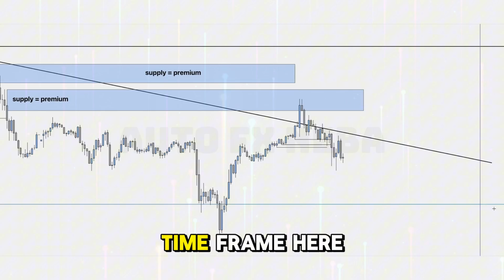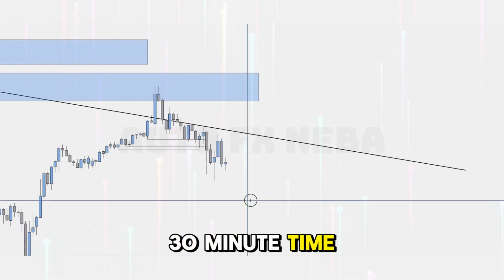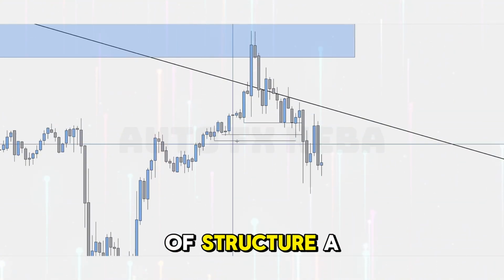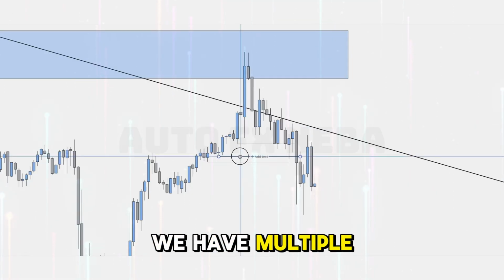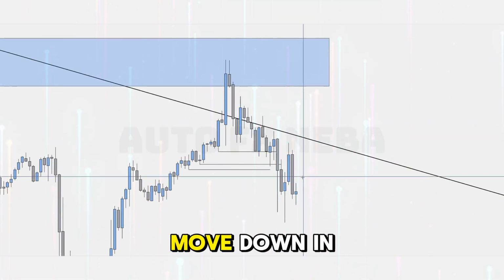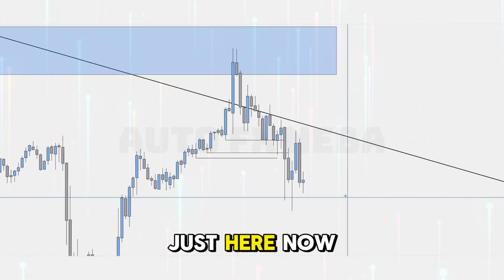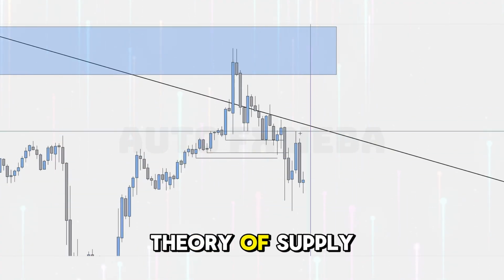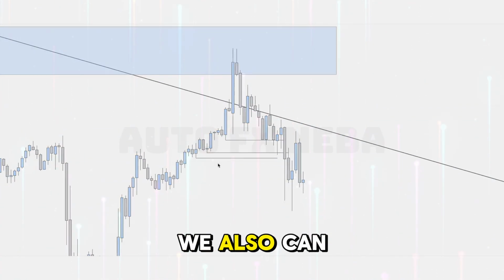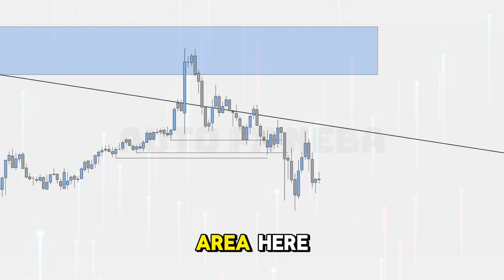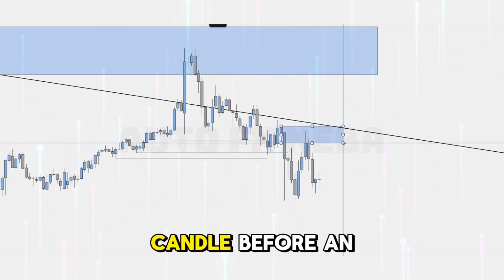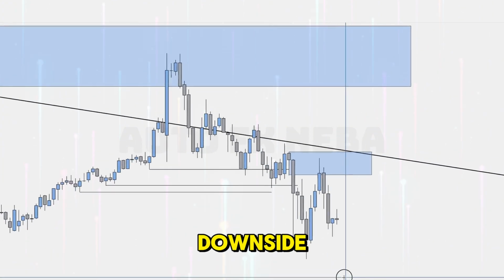If we go to a lower time frame here, such as the 30-minute time frame, we get to see these breaks of structure a bit clearer, okay? We have multiple lows taken out by the bearish move down in price just here. Now, if we go back to that theory of supply and demand, we also can see around this area here, we have a candle before an impulse to the downside.